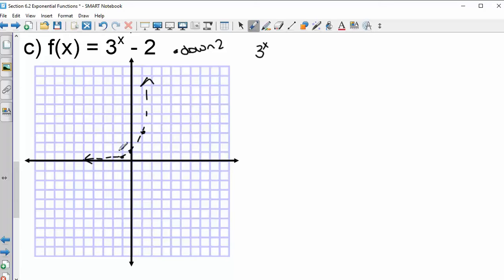When you move up and down, you have to move your horizontal asymptote with it. This had an asymptote at 0, so if I go down 2, my asymptote is now at -2. Then move each of your other points down.